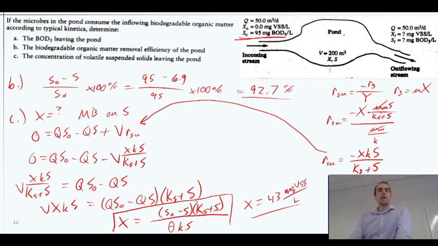All right, so next time we'll get into what happens when we have recycle and what that does to our management, how our waste activated sludge line helps dictate the overall microbes in the system.